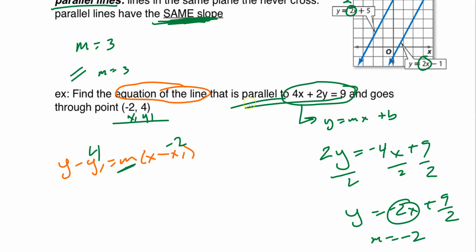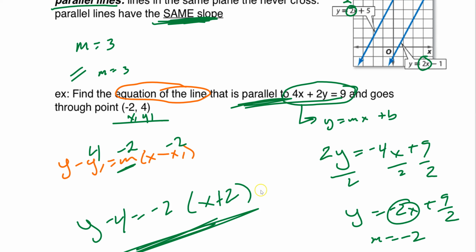And since it's parallel, that means we're using the same slope, so I'm going to use negative 2 here also. So I get y minus 4 equals negative 2, double negatives, times (x plus 2). And again, it didn't say anything about putting this in any form, so I'm just going to leave it like that. That's my answer. So that's parallel lines, right? Parallel lines have the same slope. So once you find a slope, use the exact same value.